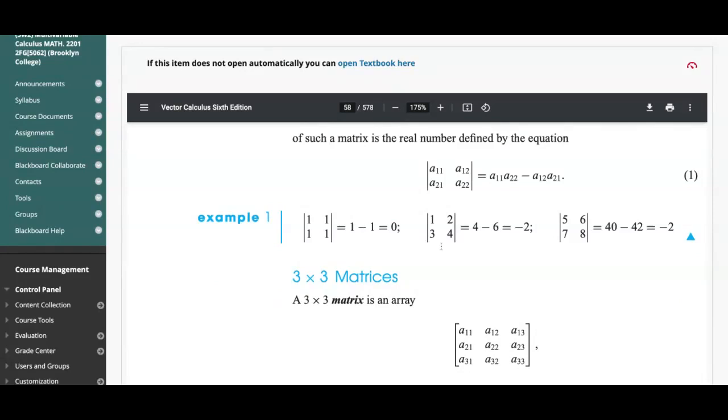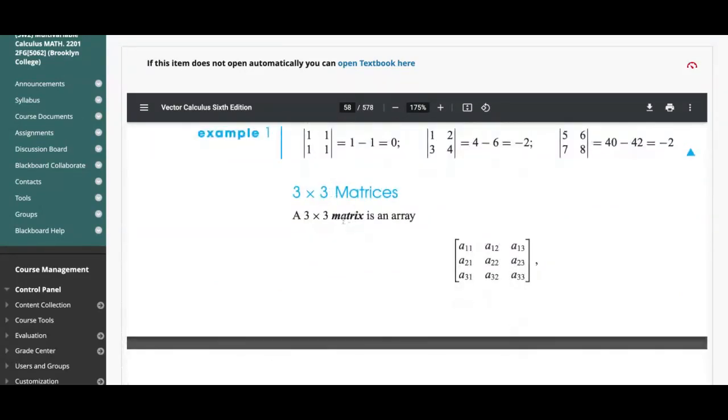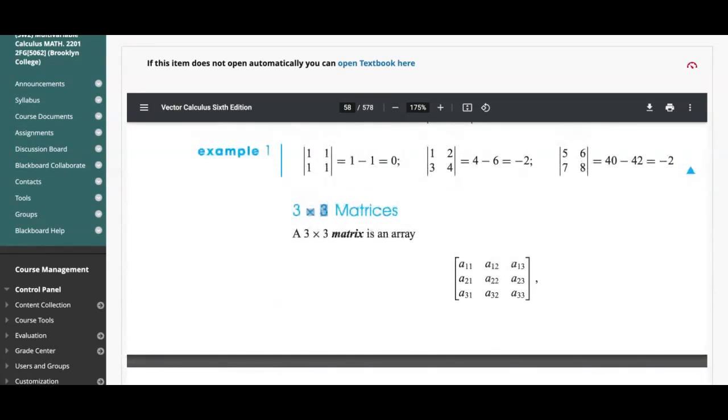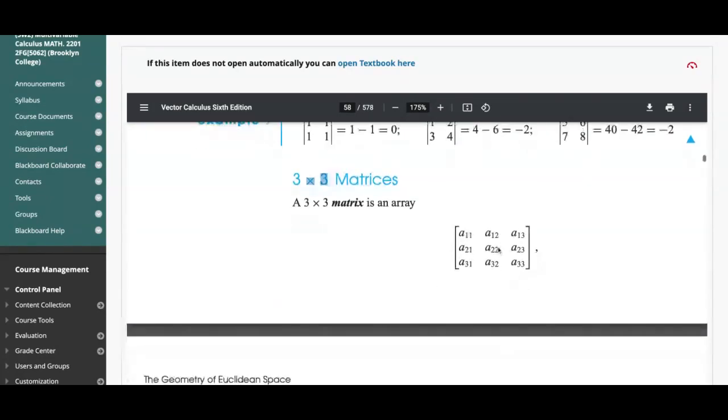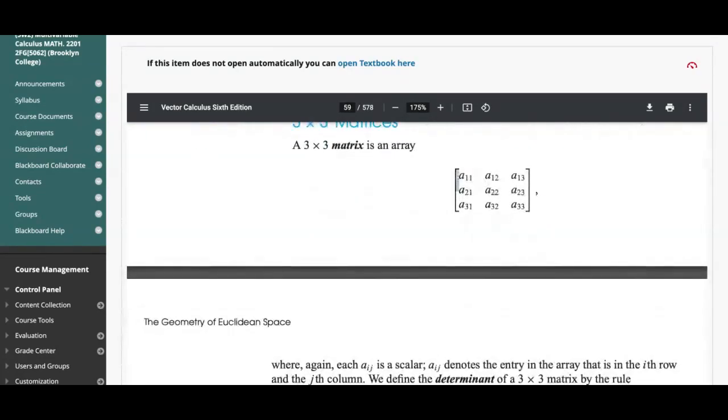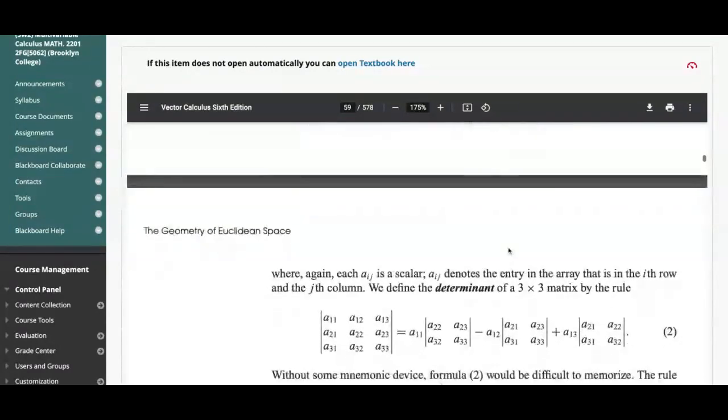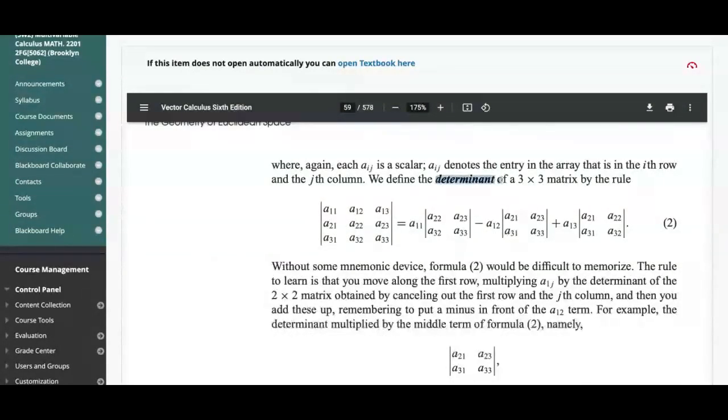So those are some examples. And how do we find the determinant of a 3 by 3 matrix? We call those square matrices. When the number of rows and the number of columns are the same, we call them square matrices. 2 by 2 is a square matrix, and 3 by 3 is a square matrix. So here we have A11, A12, A13, A21, A22, A23, right? A31, A32, A33. So how do we find the determinant of this?